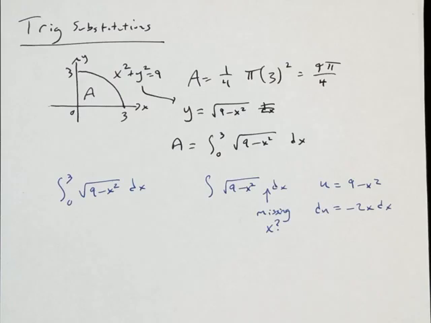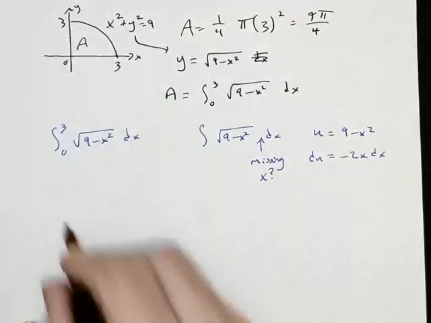However, I also see sitting in here a circle. And if I've got a circle, maybe I can think of that circle in trig functions. So let's try a different kind of substitution. Instead of doing u equals, I'm going to do x equals. Here's a new kind of substitution.